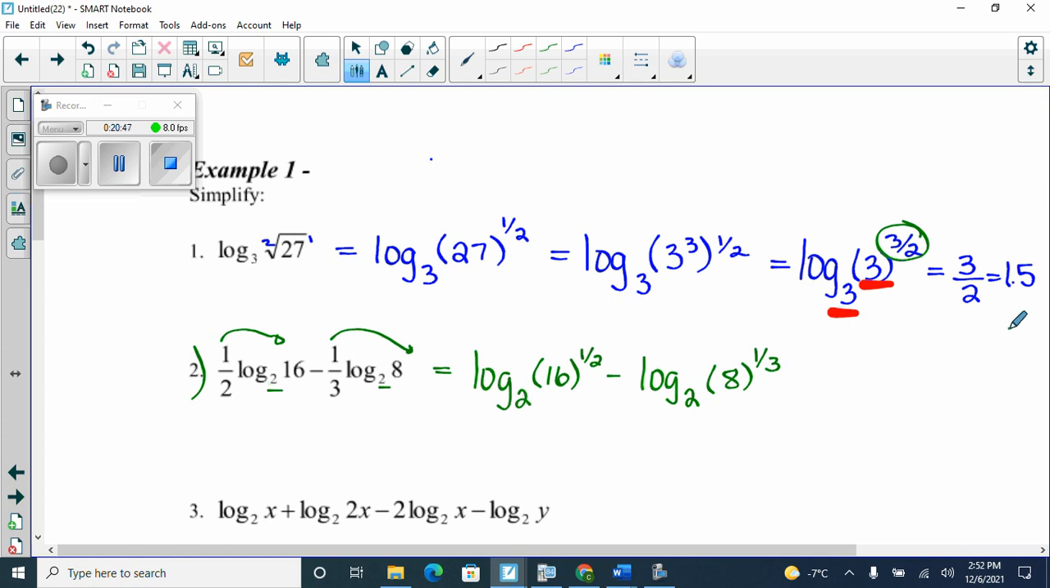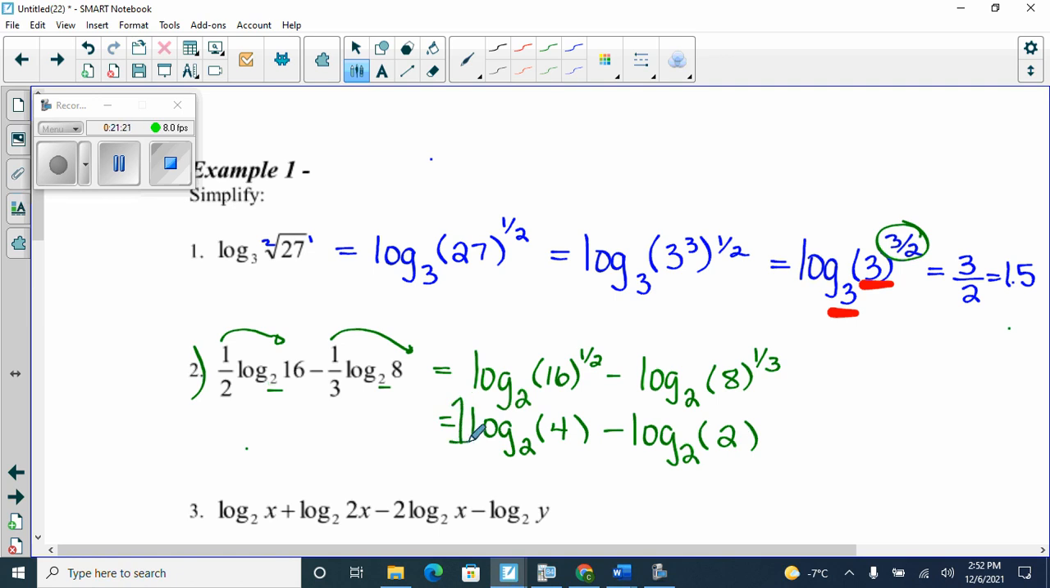Because what's an exponent of a half? It just means the square root of, doesn't it? So this is actually the same as saying log base 2 of what? Nope, you were right with the 4. Because the square root of 16 is 4, right? And then we have minus log base 2. What's the cube root of 8? 2.